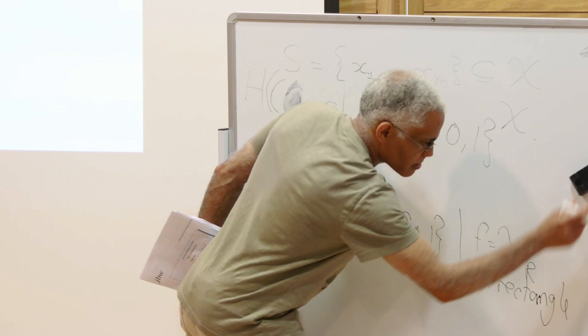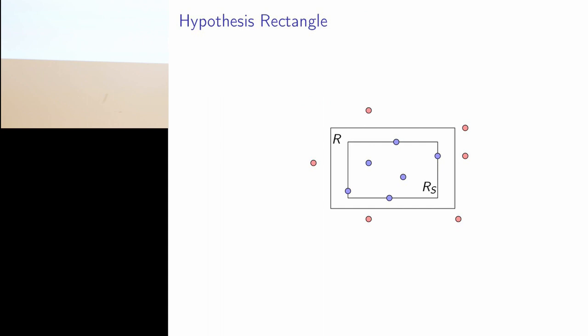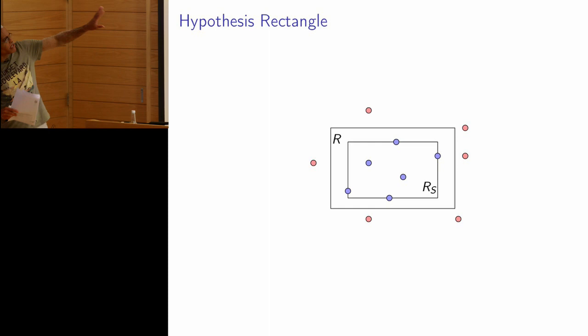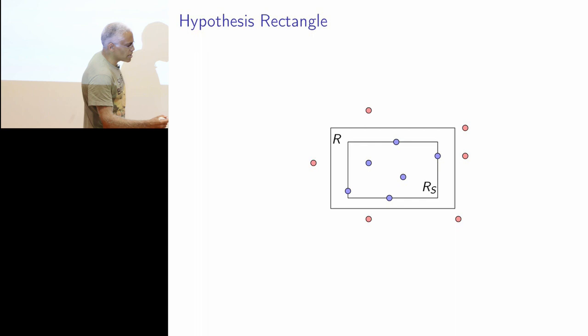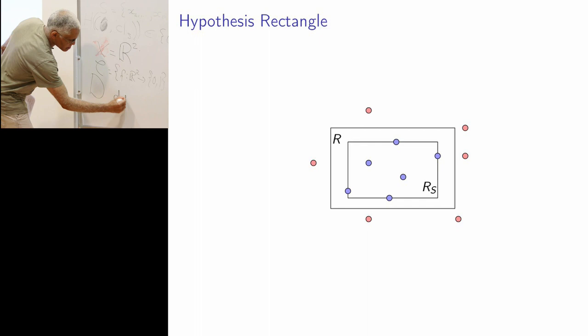So these are my concepts. My concepts are rectangles, so they're geometric concepts. And the red and blue dots here are a training sample that I've drawn. So I had a distribution, fixed and unknown. I don't know this distribution, but I'm drawing from it. D is a distribution on R2. And I draw some training examples.